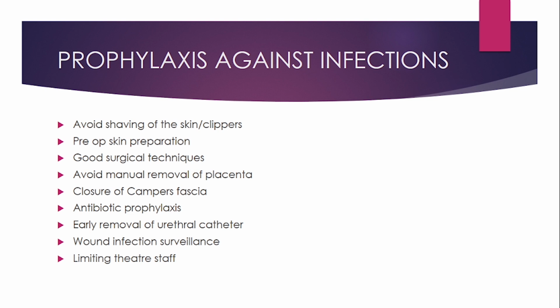We should avoid shaving of the skin, or as much as possible, avoid clippers. Then preoperative skin preparation, skin should be properly prepared. Then good surgical techniques. We should avoid manual removal of placenta. I mentioned this earlier. We should try as much as possible to close the Camper's fascia. Then there may be need to give prophylactic antibiotics.